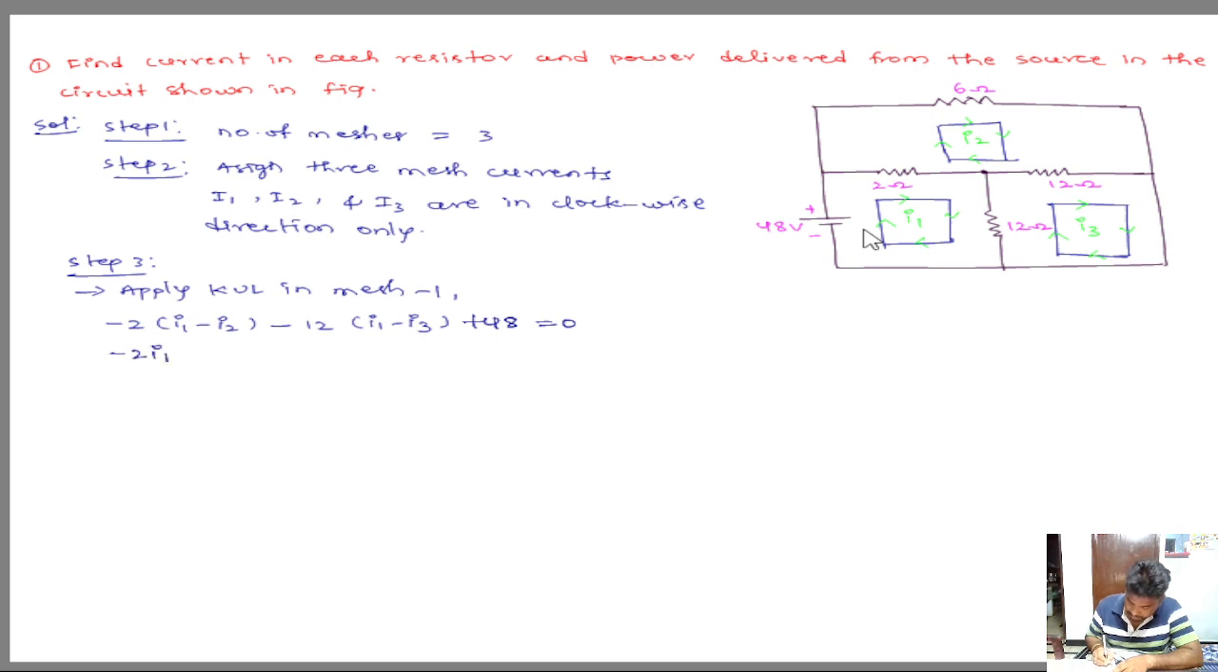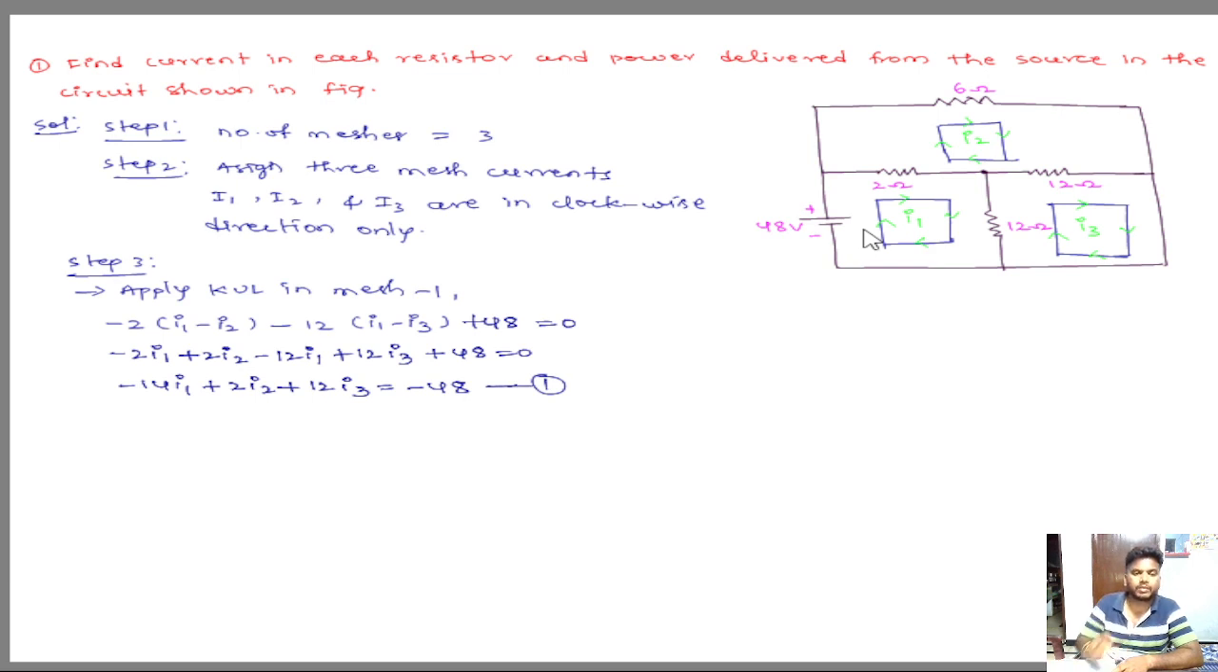Minus 2 I1 plus 2 I2 minus 12 I1 plus 12 I3 plus 48 is equal to 0. Then minus 14 I1 plus 2 I2 plus 12 I3 is equal to minus 48. This is equation number 1.